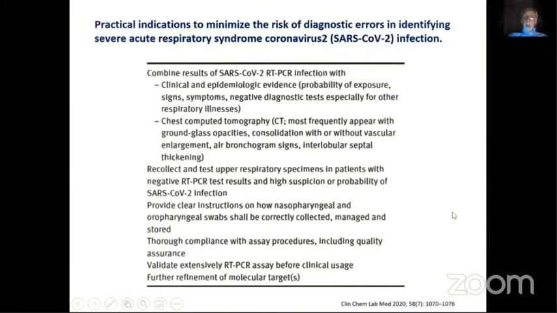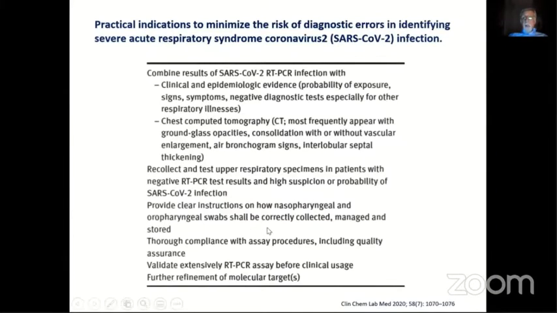It is important to recollect and test upper respiratory specimens in patients with negative RT-PCR. When this is negative, we have to recollect and test other samples, and when there is for sure high suspicion and probability of SARS-2 infection.